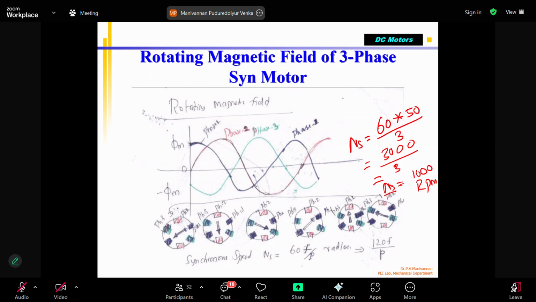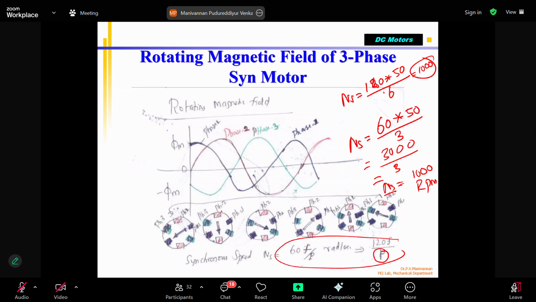Instead of that, I can say that NS equal to 120 multiplied by 50 divided by 6, because I am talking in terms of the number of poles. The number of poles is 6: 1, 2, 3, 4, 5, 6. This is also going to yield only 1000 RPM. So the synchronous speed of the rotating magnetic field can be computed with this formula.